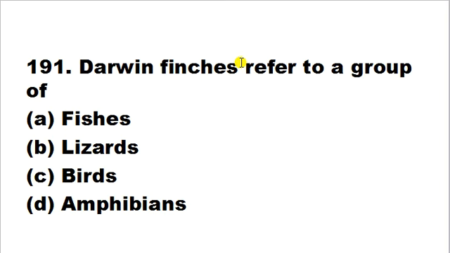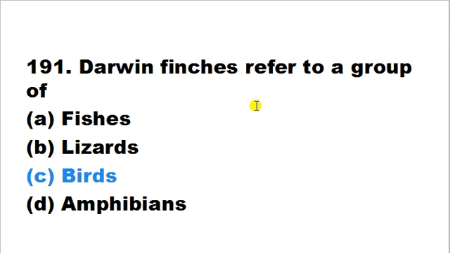So they are basically birds. It is a group of birds which helped him to develop his theory of natural selection. So here the correct answer for this question, Darwin finches refers to a group of birds. So here correct answer is C. Birds or Darwin finches helped Charles Darwin to develop his theory of natural selection.